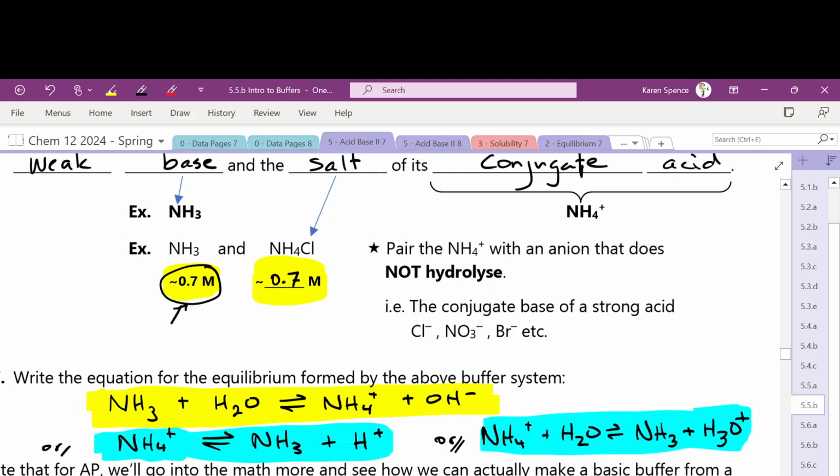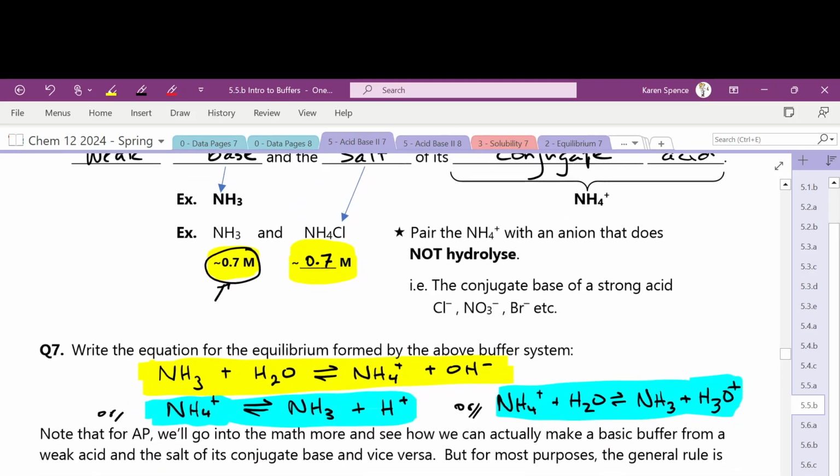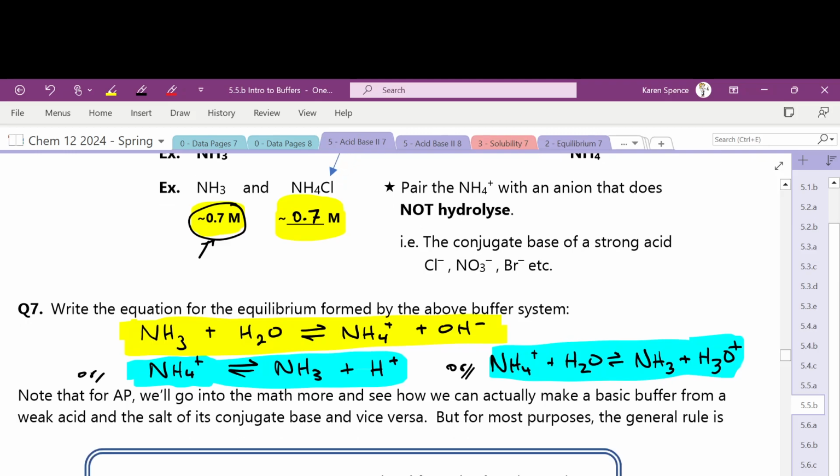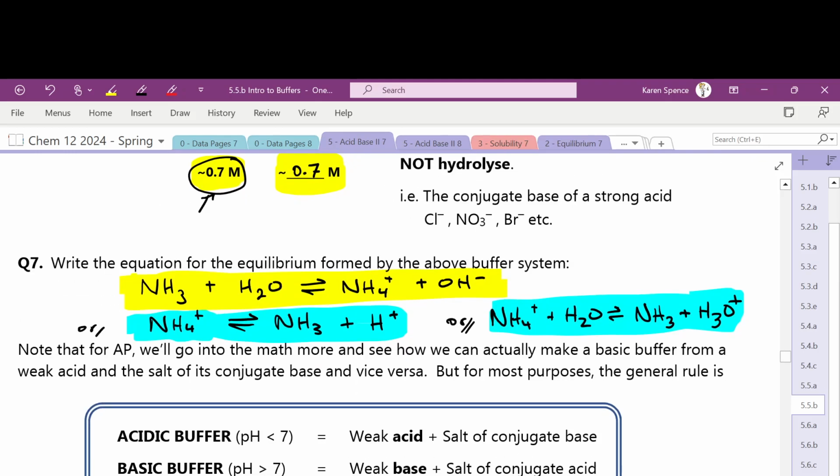Now, I cheaped out and did not make separate workbooks for you guys in the AP, so that for AP we go into the math more and see how we can actually make a basic buffer from a weak acid and the salt of its conjugate base and vice versa. But for the most part, acidic buffers use a weak acid and the salt of the conjugate base. Basic buffers use a weak base and the salt of its conjugate acid.